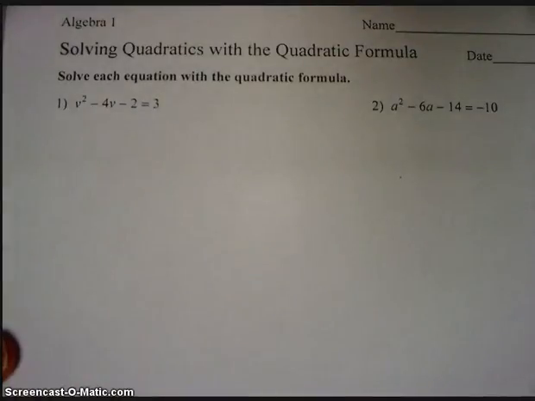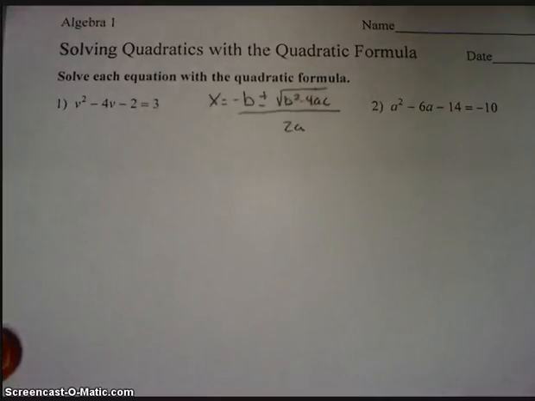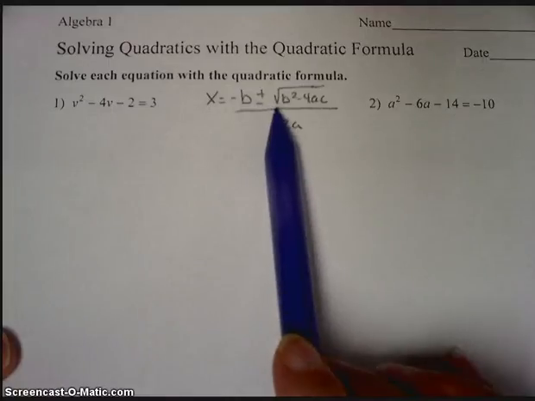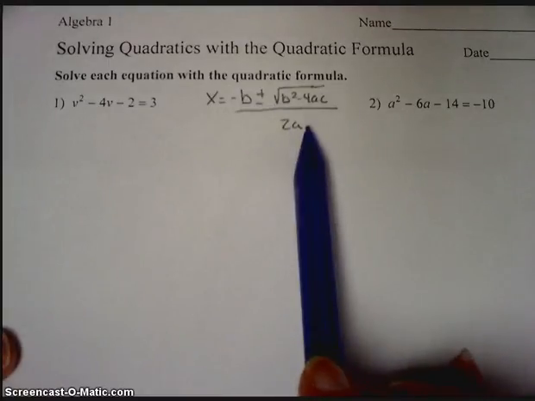Remember, we will give this to you on the reference sheet that you will get for the final, so you do not need to memorize this. Okay, so here's the quadratic formula. x equals opposite b plus or minus the square root of b squared minus 4ac all over 2a.